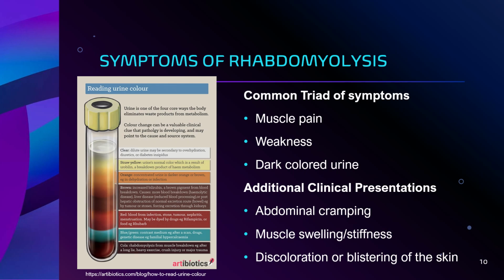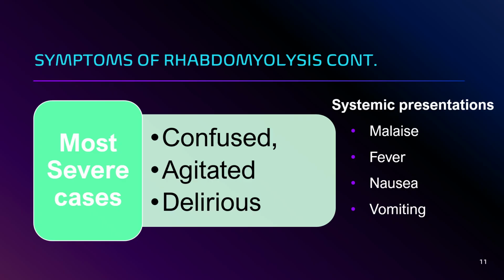Additional clinical presentations consist of abdominal cramping, muscle swelling, muscle stiffness, discoloration, or blistering of the skin. Systemic presentations include malaise, such as feelings of discomfort or uneasiness, fever, nausea, and vomiting. Patients may become confused, agitated, or delirious in the most severe cases.